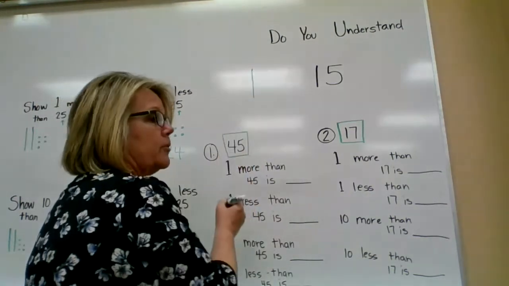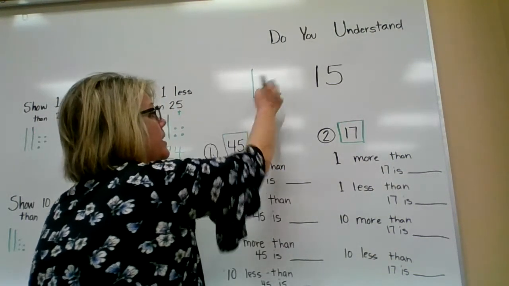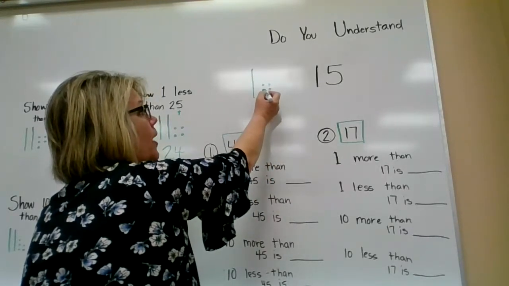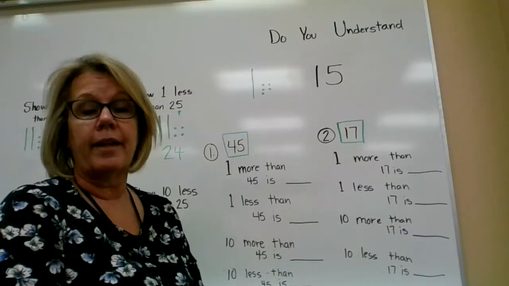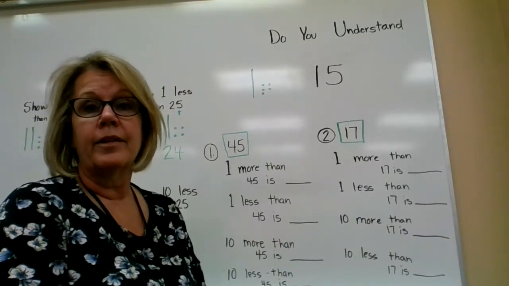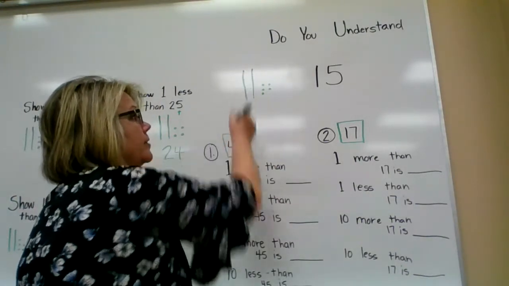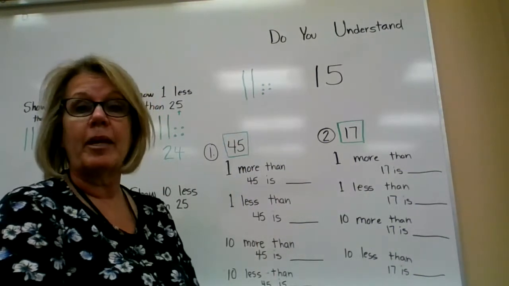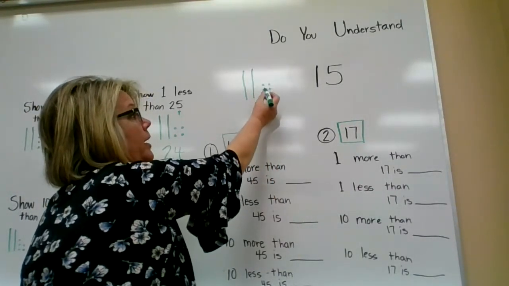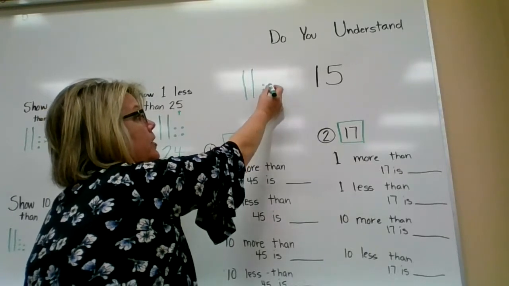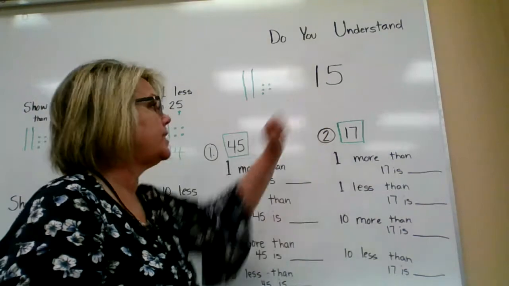10, one group of 10, and 5 ones. 10, 11, 12, 13, 14, 15. I want to show 10 more. So I would have to draw one more group of 10. How much does that give me? 10, 20, 21, 22, 23, 24, 25. What is 10 more than 15?